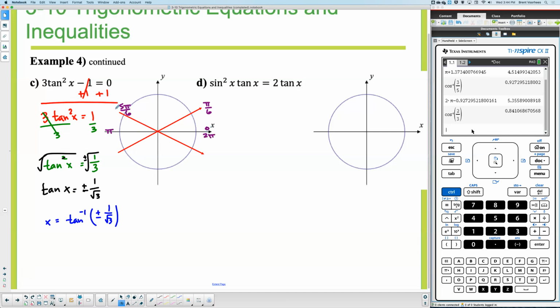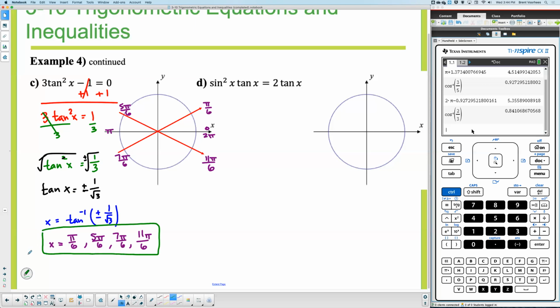And finally, a little bit more than 1 pi would be 7 pi over 6. And this answer would leave us with 11 pi over 6. So those would be my answers on this problem. Pi over 6, 5 pi over 6, 7 pi over 6, and finally 11 pi over 6. Those would be our answers for part C.